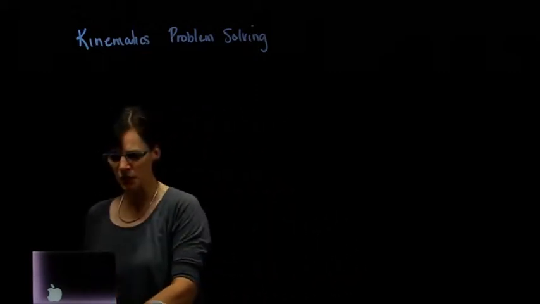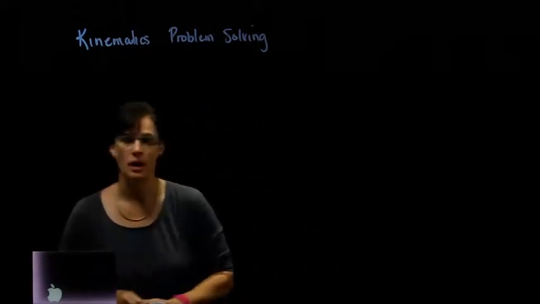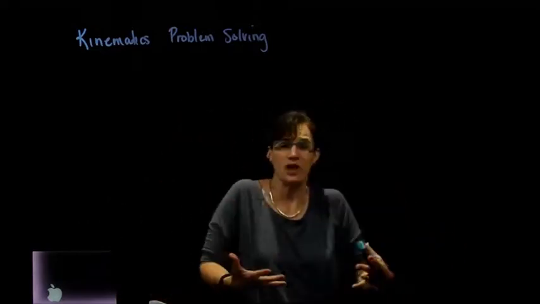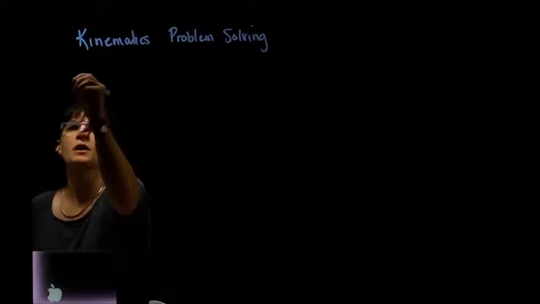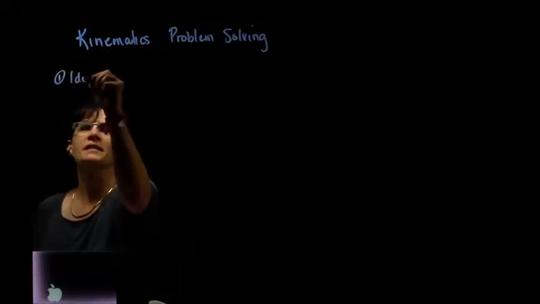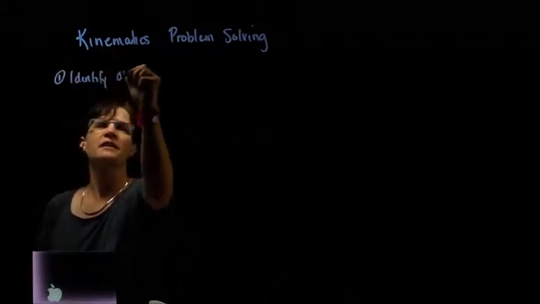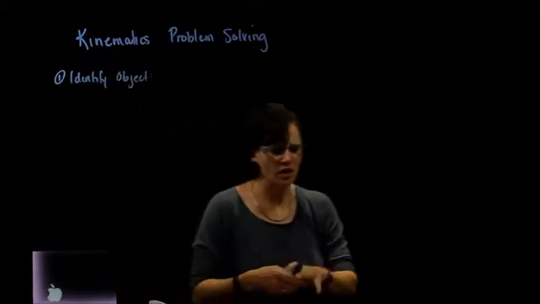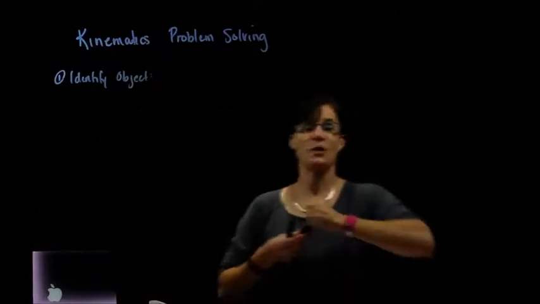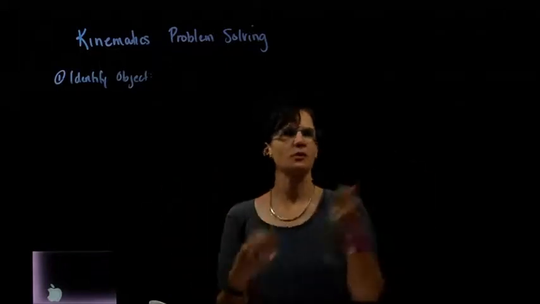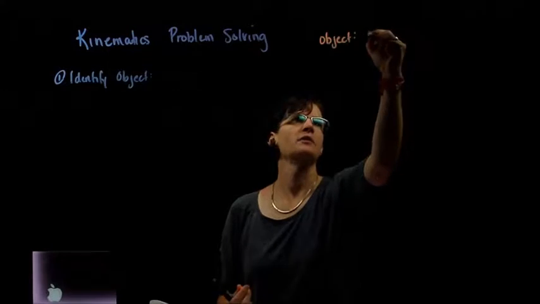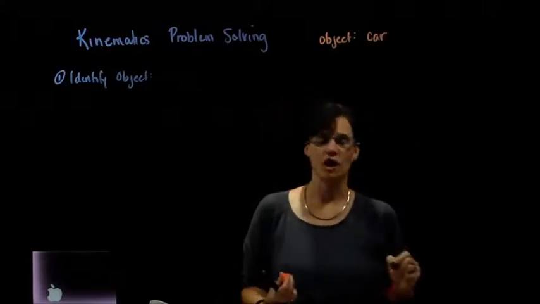All right, so if we're going to examine this problem, the first thing we want to know is what motion do we care about? What is the object of interest? So step number one is to identify the object. And in this problem, it's you, it's the car. However you want to identify it is okay, as long as you're understanding that you and the car are sort of one item. So we're going to identify our object as the car.